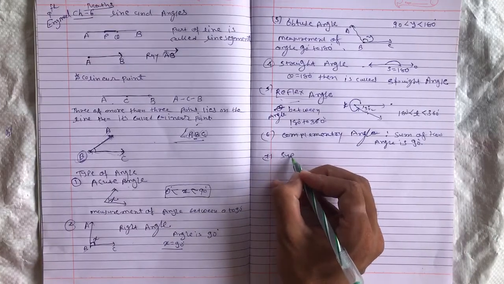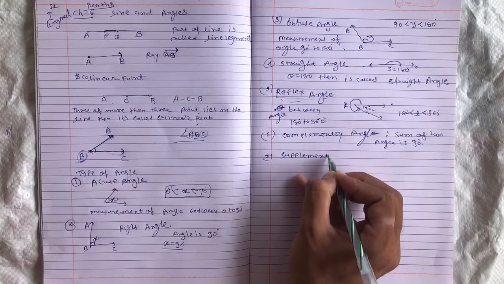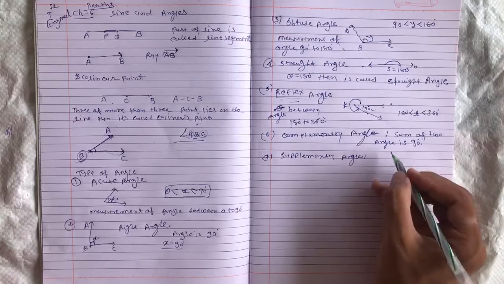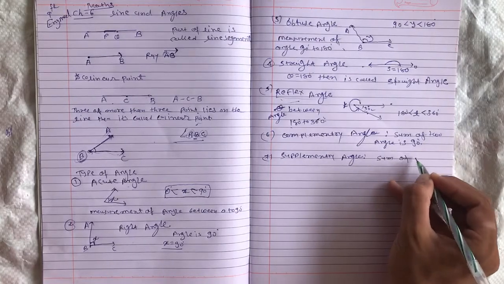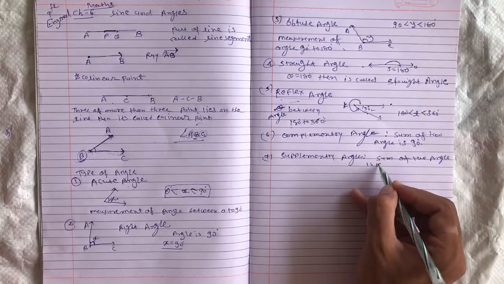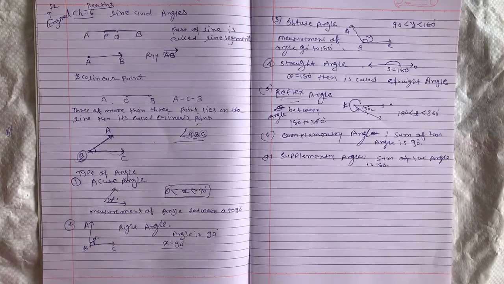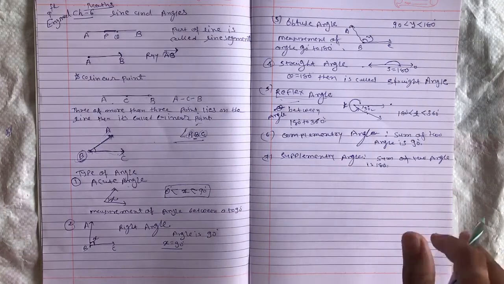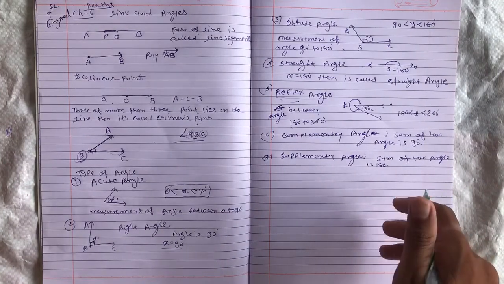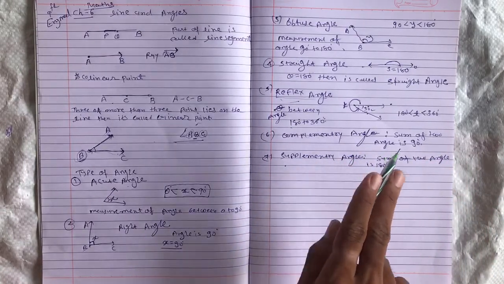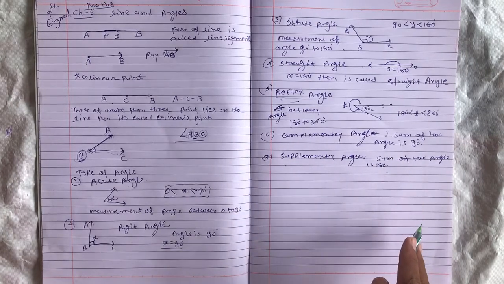Now supplementary angle. What does supplementary angle mean? The sum of two angles is 180 degrees, so they are called supplementary angles of each other. Suppose the given angle is 50 degrees and the other angle is 40 degrees. The addition of these angles is equal to 90 degrees, so they are called complementary angles. When the addition of two angles is 180, they are called supplementary angles.